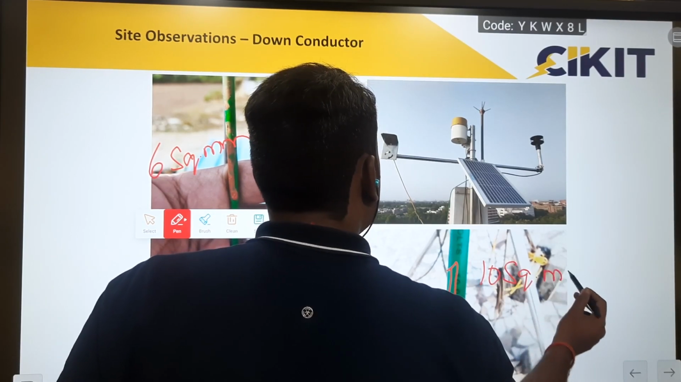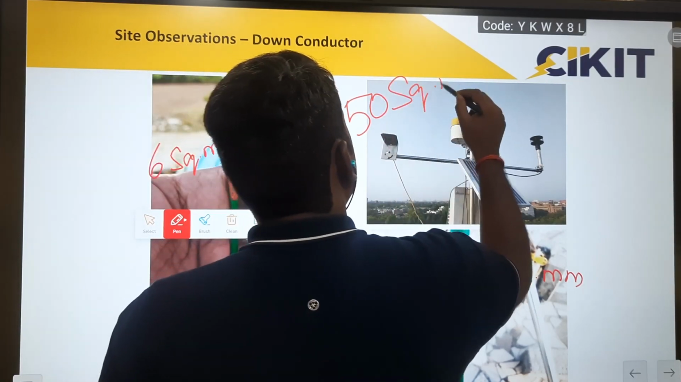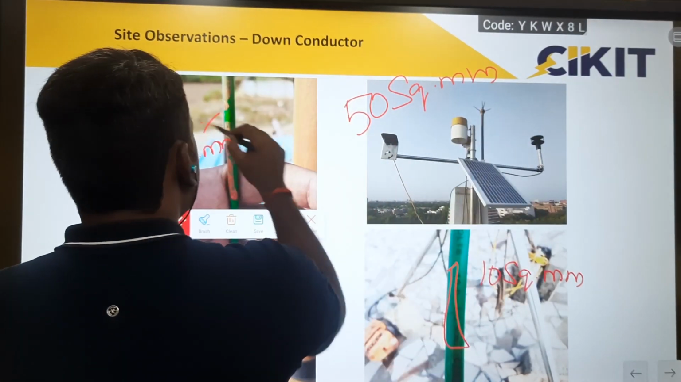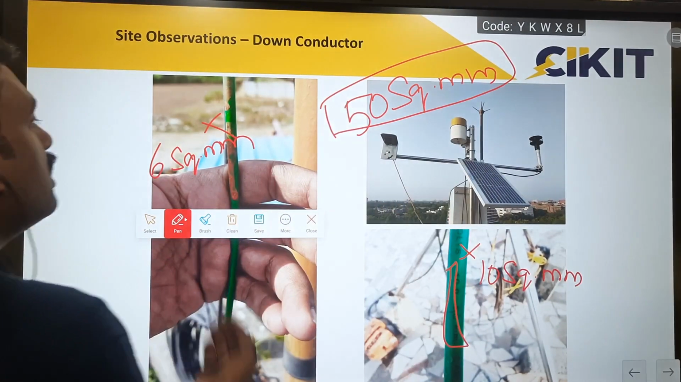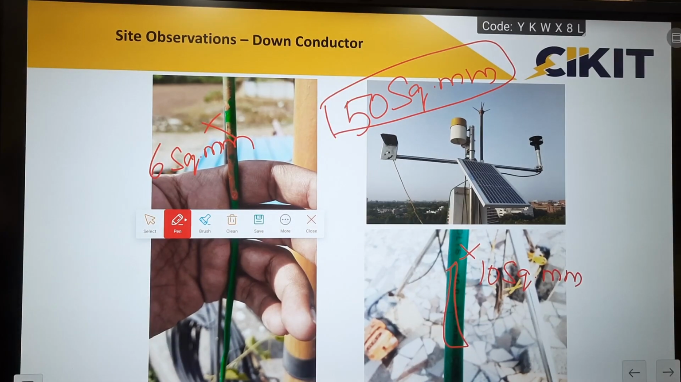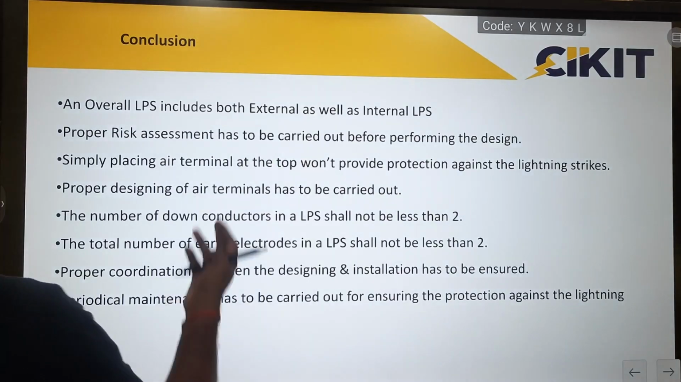But as per the standard regulations, we should use 50 square mm. So 6 square mm and 10 square mm should not be used. We should use a minimum of 50 square mm for connecting this earth termination of the lighting protection system. So these are some of the observations.